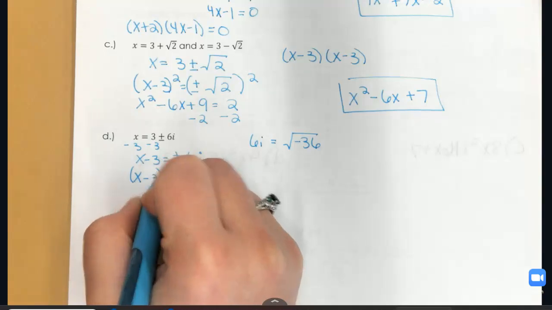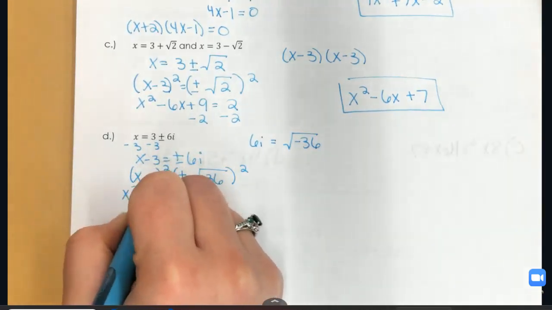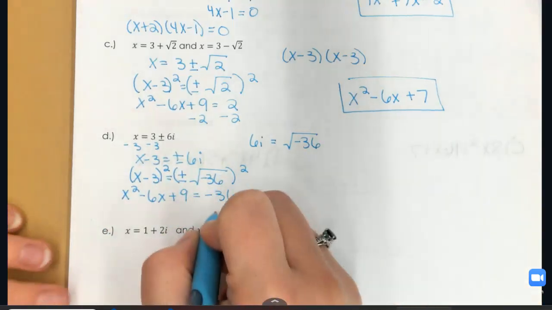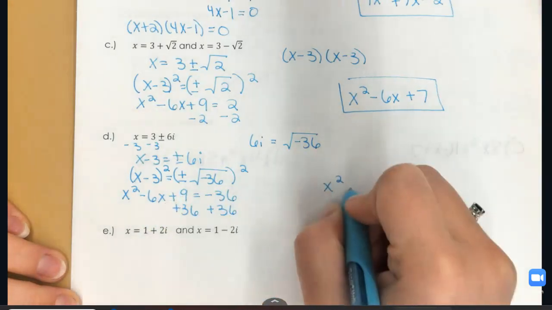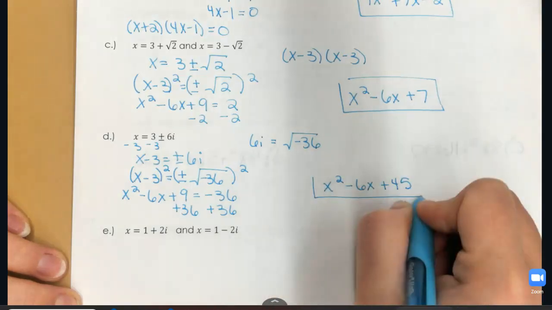Now I need to undo that square root by squaring both sides. Again, FOILing on the left. And on the right, I now have negative 36. So after I add that back, I have x squared minus 6x plus 45.